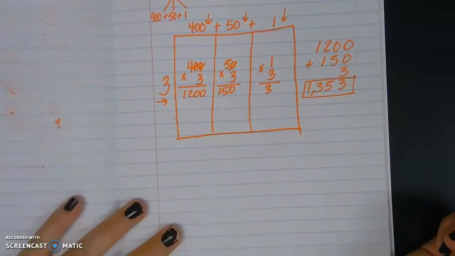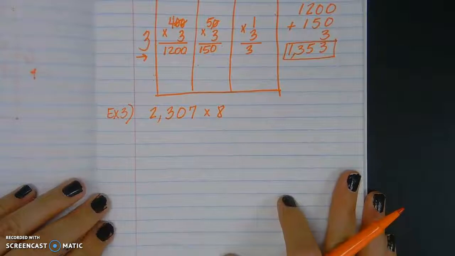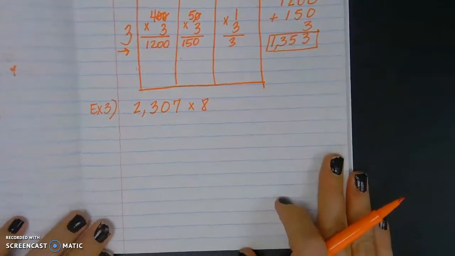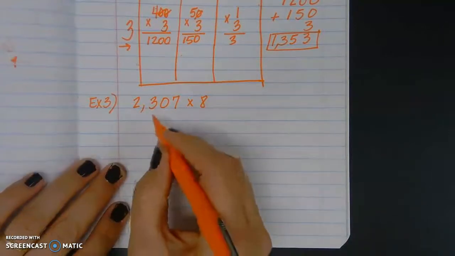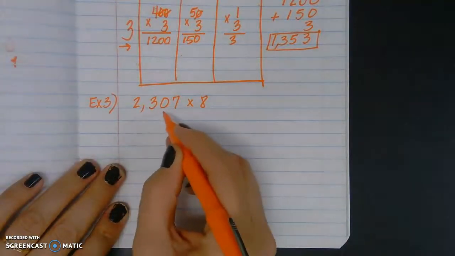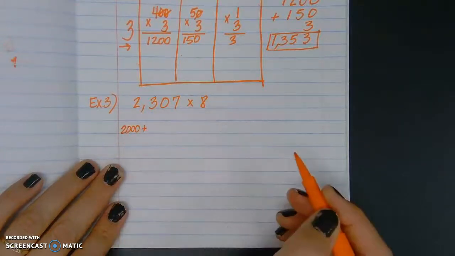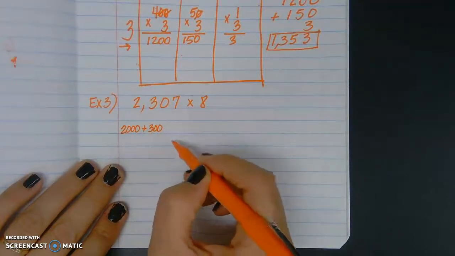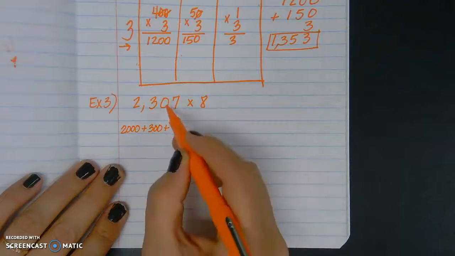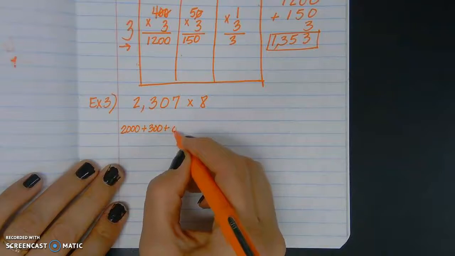Okay, so let's do one more example. I'm going to pause and write it, and this time we're going to do a 4-digit. All right, so here's our problem. We have 2,307 times 8. So remember, your first step is to break this into expanded form. Now, this one has 4 digits. So you're going to start with the 2, which is in the thousands, and write 2,000 plus 3 is in the hundreds, so 300 plus 0 is in the tens, so you can put a 0 here, or you can leave it blank. Let's put a 0 this time just so you can see it.